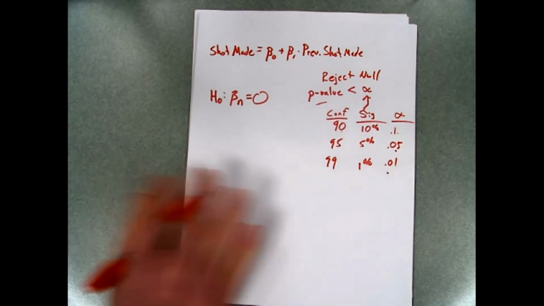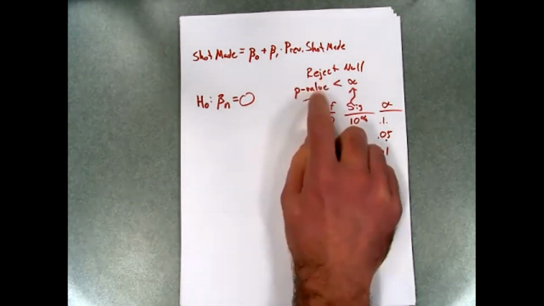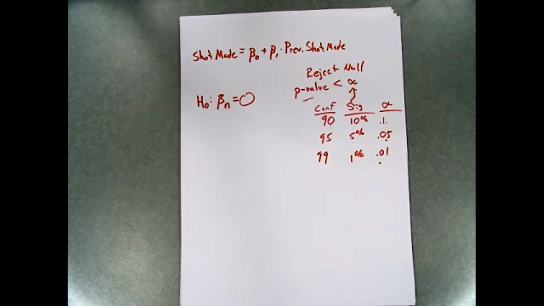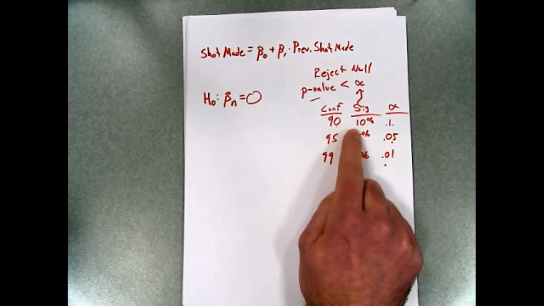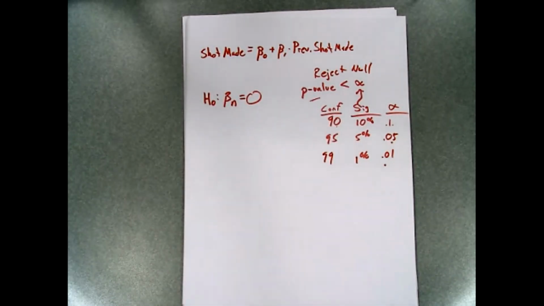Okay. Any questions? And I know it's probably a little bit of a refresher from some 221 stuff, but really you're just checking to see, is that p-value associated with that variable less than any of my benchmark values for alpha? If it is, then I can say I can reject the null at the 10% significance level, or with 90% confidence.